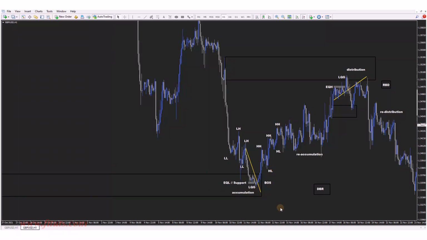So this is what I want to see really on the homework, that you are able to see the change of the structure, that lower lows and lower highs are changed to the higher highs and higher lows. This is very important to know where the changes are, which side of the market we can join.